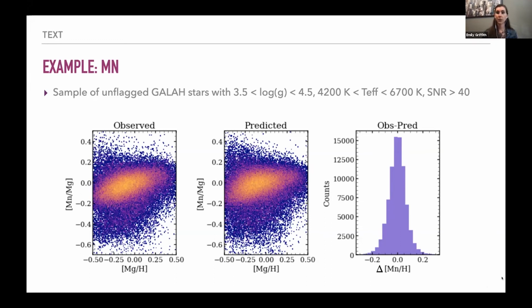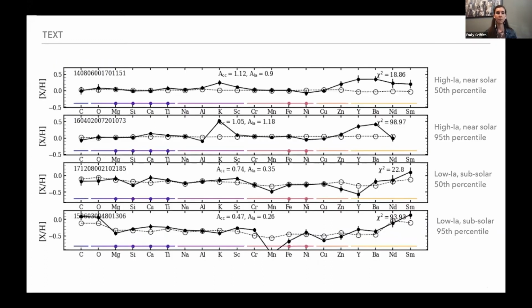We can look at this for individual stars as well. So in these plots, I'm showing the X over H abundance for all of the abundances we look at in GALAH. The observed values are in black. The predicted values are in the open circles. The first and the third are stars that we would say are pretty well fit by our model. We ignore the neutron capture elements though. And then the second and the fourth are stars that are not very well fit by this model.